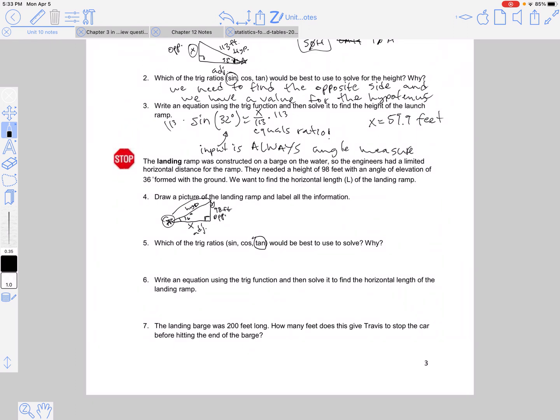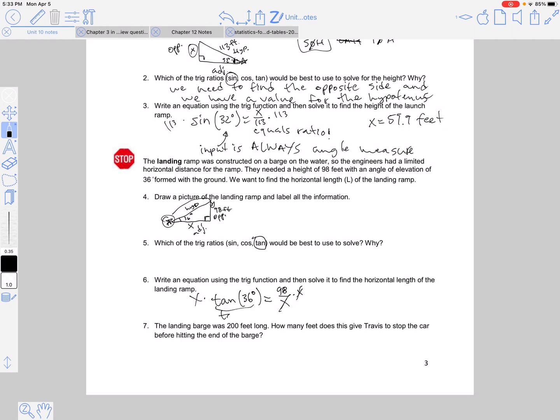Okay, 6. Write an equation for the trig function and then solve it to find the horizontal length of the landing ramp. So we have tangent. It takes that angle measurement. It's going to be 98 over x, right? Opposite over adjacent. So now I'm going to solve for x. So first I'm going to get it out of the denominator.